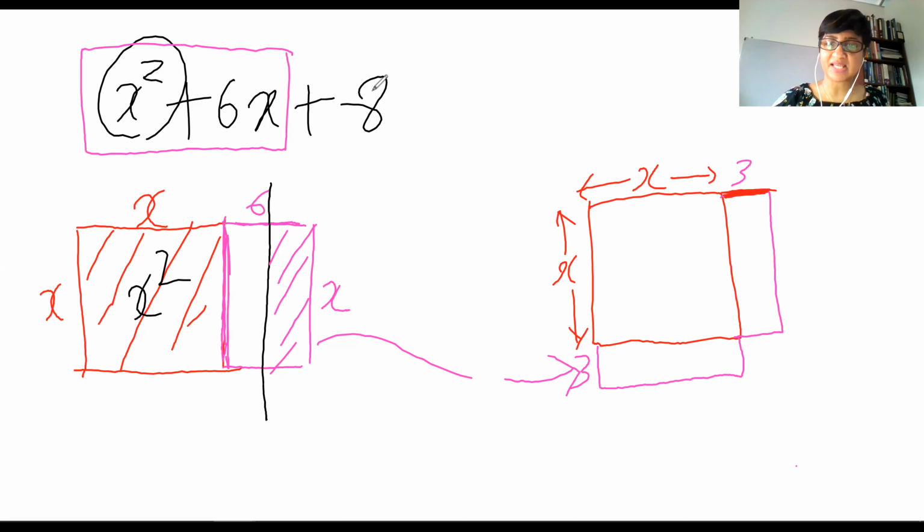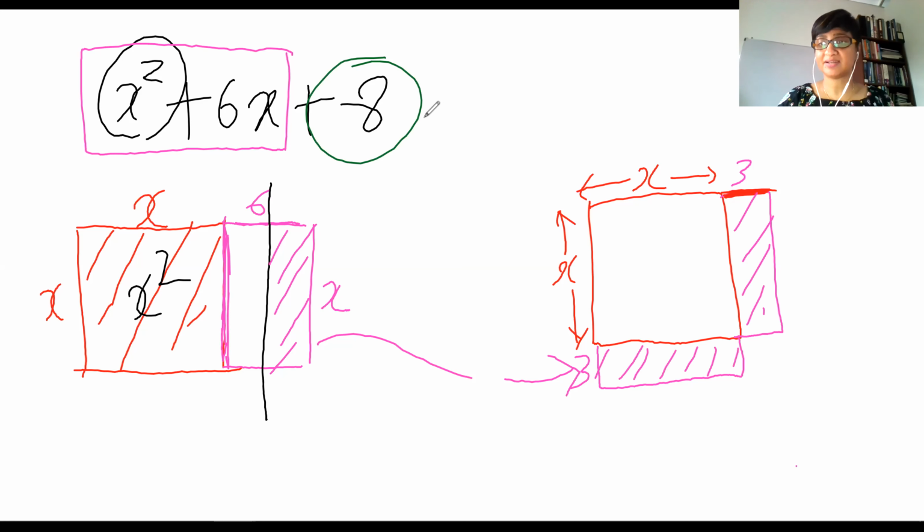These two pieces are identical. This piece and this piece, they are identical. Now in order to make this into a square, I need one more piece. I need to fill this up. Don't forget, I still have this 8. I can make use of that. I can put it somewhere here. It's like a jigsaw puzzle. If I can fill that up, I have a perfect square.